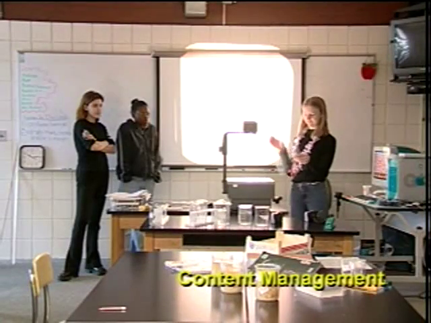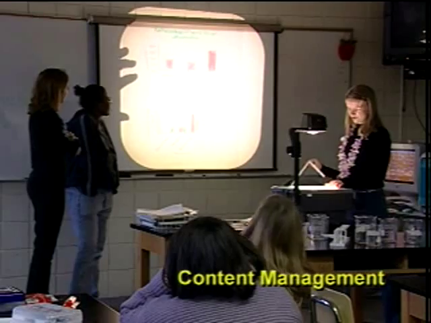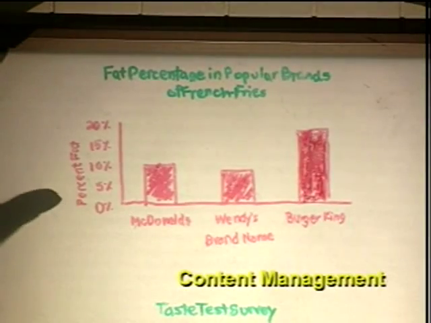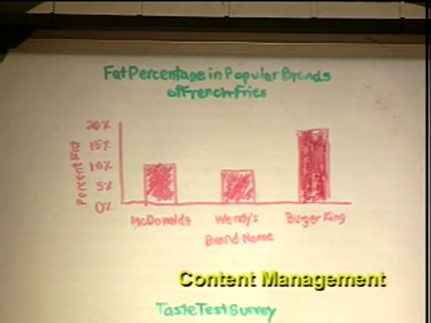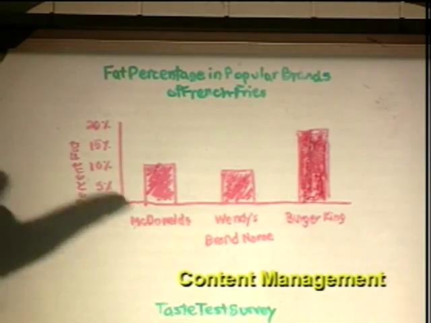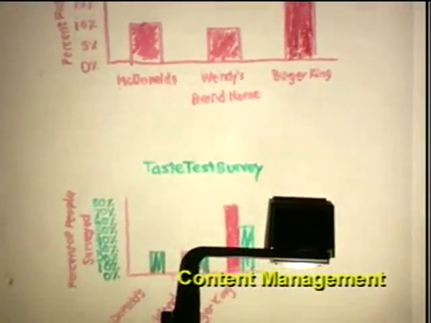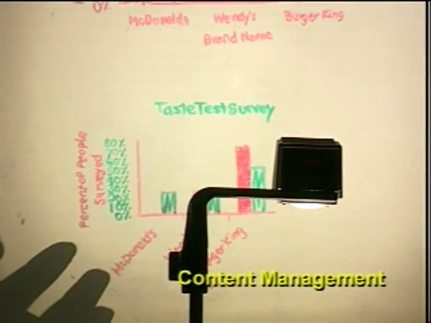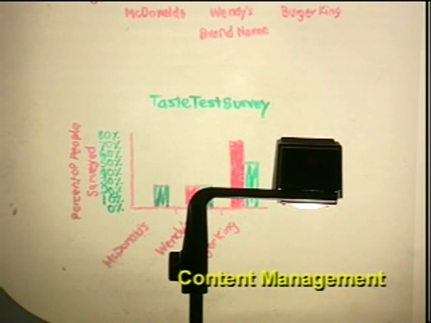These are the graphs for the information we have in the data tables, and this is the percentage of fat in each brand of French fry. Burger King had the most, and McDonald's, and then Wendy's. And then this is just the taste test, compared. So green is how many people thought it was the fattiest, and red is how many people liked it best. Liked it the best, and so McDonald's had none.